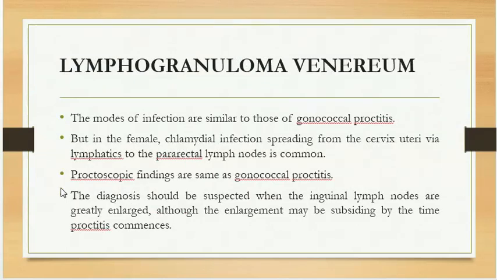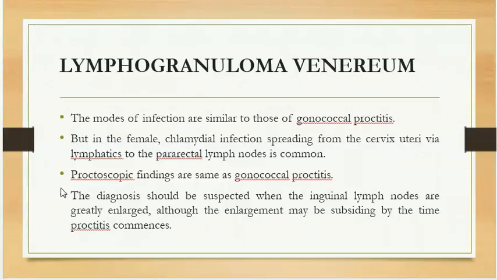Another specific type of proctitis is lymphogranuloma venereum. The modes of infection are similar to those of gonococcal proctitis, a sexually transmitted disease. But in the female, chlamydial infection spreading from the cervix uteri via lymphatics to the pararectal lymph nodes is common. So in these cases of lymphogranuloma venereum causing proctitis, there may be associated lymph nodes in the pararectal area.